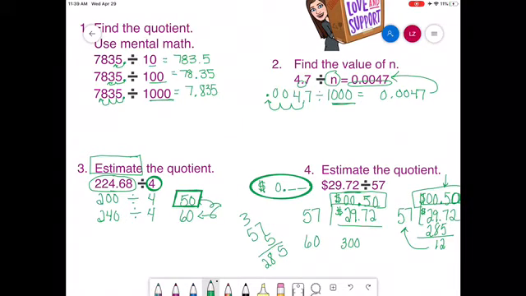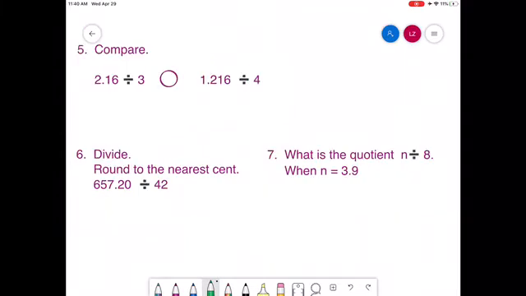Okay, be super careful on your test with your estimating. Make sure that your money goes out 2 spots. Make sure that when you are estimating, you go to that first non-zero digit and then you just stop. Okay, let's move on to number 5. This problem says compare, and you have 2 separate division problems that it wants you to figure out the answer to and compare. Go ahead and pause your video, do this, and come back when you have an answer.